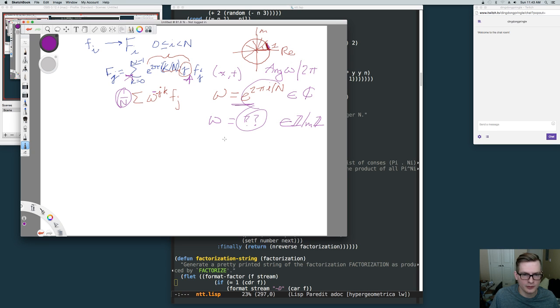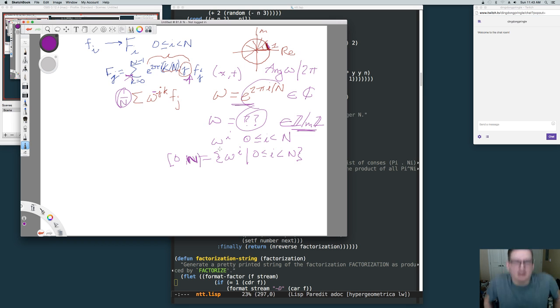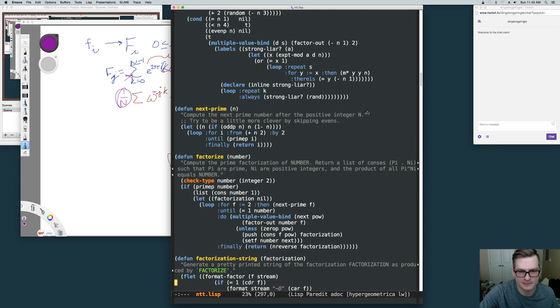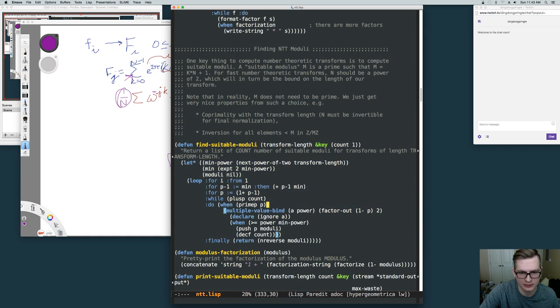For here, we need some omega such that omega to the power of i, for 0 less than or equal to i less than our total length n, permutes through every integer in our set. So in other words, you can say that we want the set omega to the power of i, such that 0 is less than or equal to i is less than n, to equal the set of integers 0 to n. And so there's code to find that. There are a few other things, but the code here computes those sorts of things.